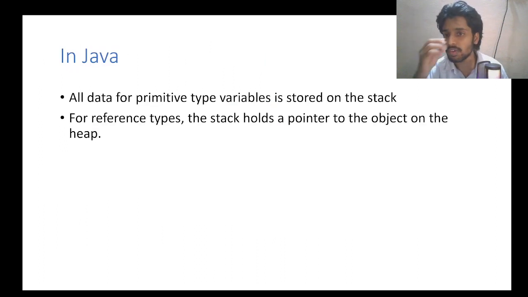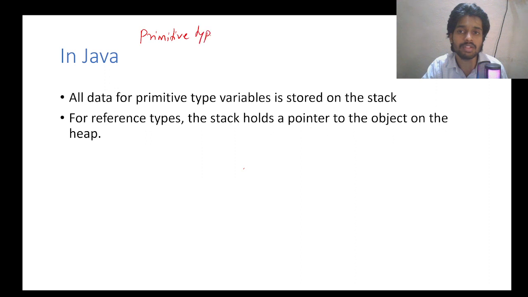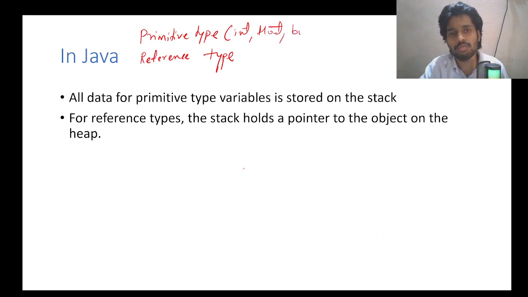If we talk about Java, we have two types of concepts. We have primitive types in Java, and we also have reference types. Primitive types are int, float, and boolean. All this stuff are primitive types, and the reference types are classes and objects. All this stuff are the reference types.